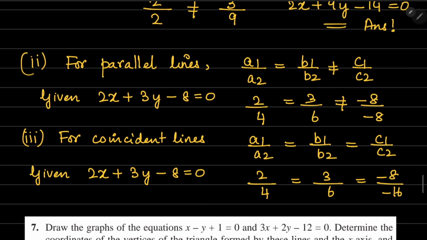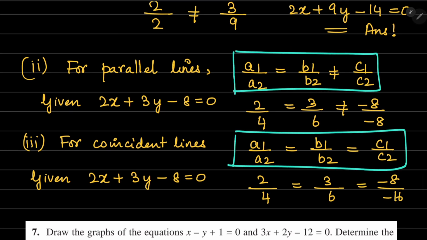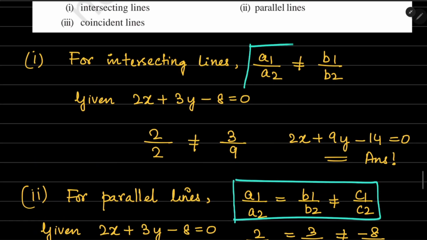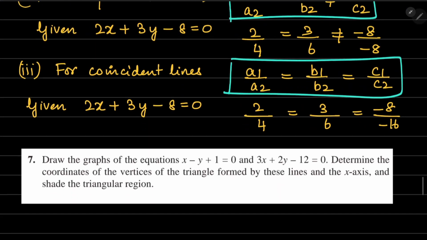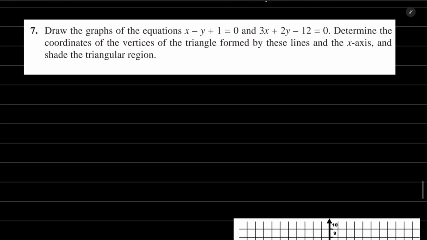So make sure you understand this particular condition. What is the condition for coincident lines? What is the condition for parallel lines? And what is the condition for intersecting lines? If these three things are known to you, you can do a lot of problems. Okay, then the last question of your exercise 3.1.